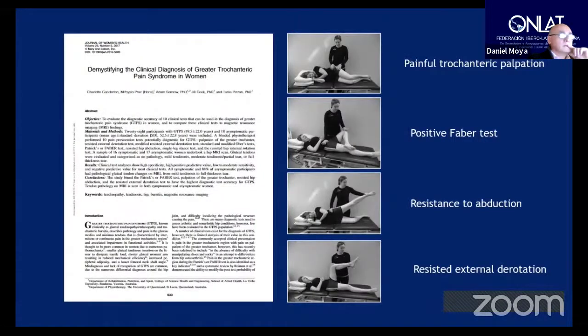But as in many cases of musculoskeletal pathology, the ideal is to perform a combination of tests to have a more accurate diagnosis. Cadoton and collaborators have proposed that the combination of painful trochanteric palpation, a positive FABER test, pain to resisted abduction and pain to resisted external derotation are a very good option to have an accurate diagnosis.